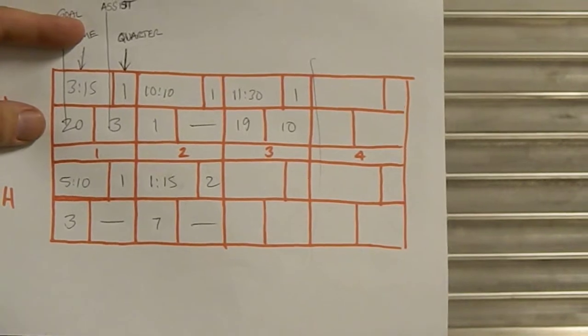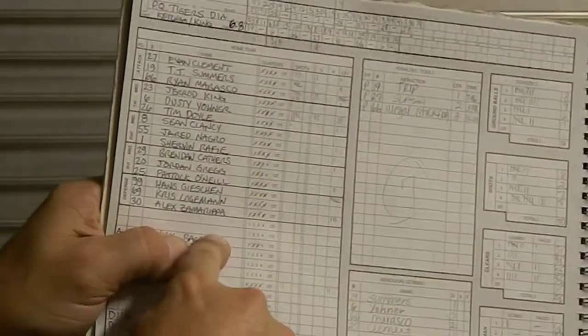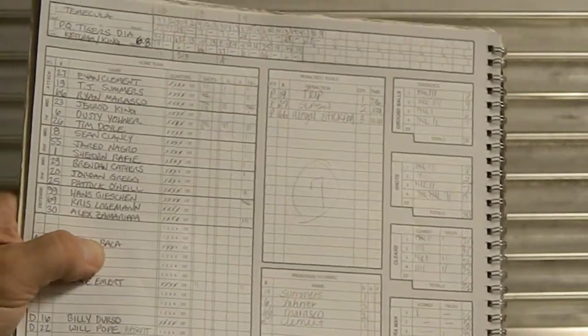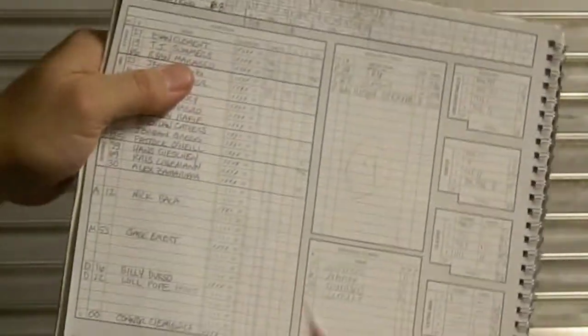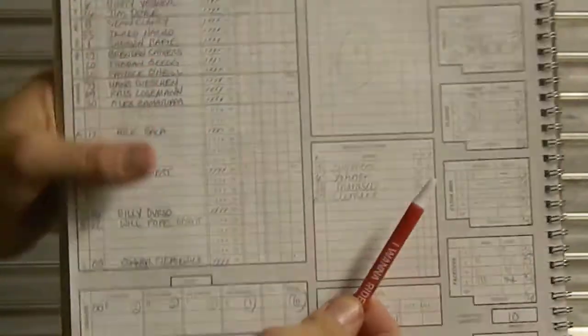So it's fairly simple. All this information on the score sheet will be filled out by the coaches, so it should come to you already pre-filled out with everyone's number. All your substitutes will be down below.